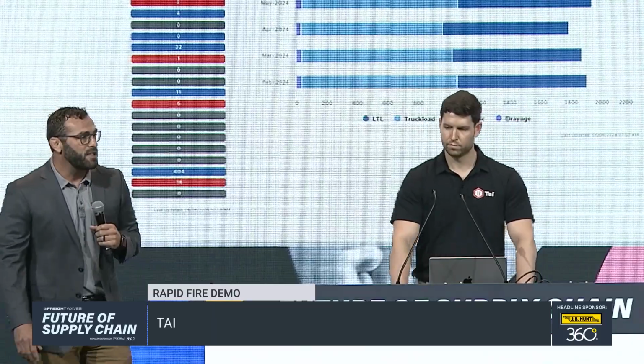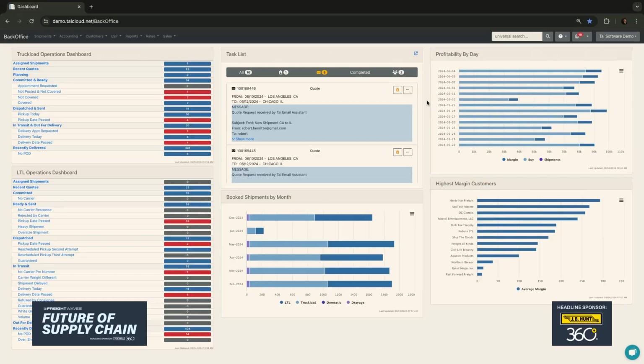So let's begin with our dashboard. The dashboard is designed to answer the everyday question of, what do I have to do today? You'll notice an overview of current freight and KPIs, but we want to draw your attention to the collaboration dashboard and our task list.